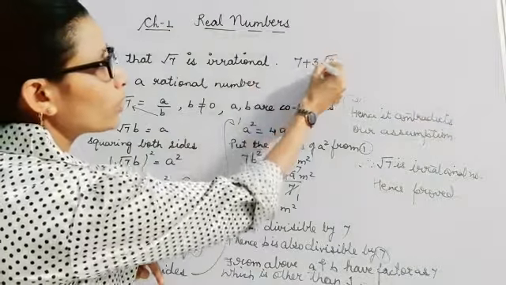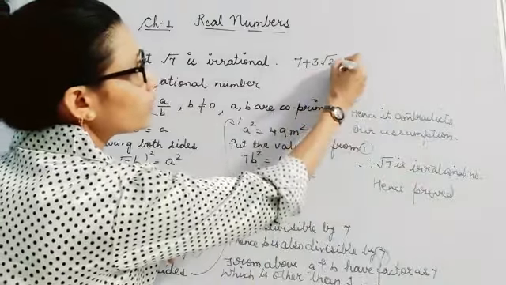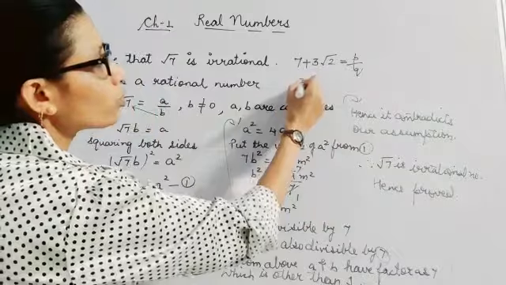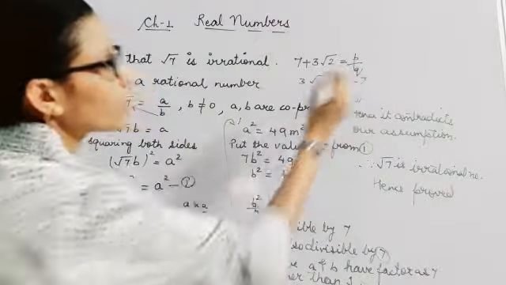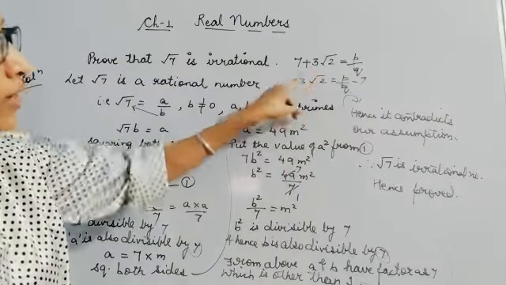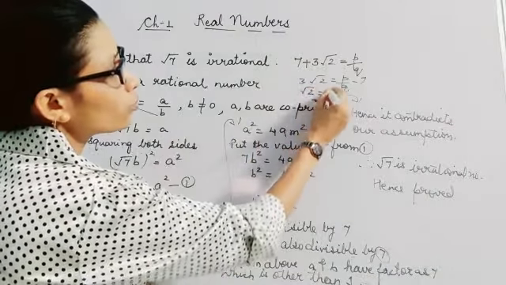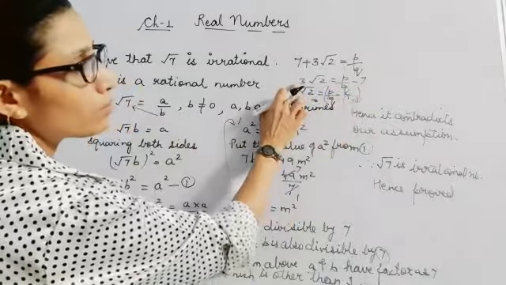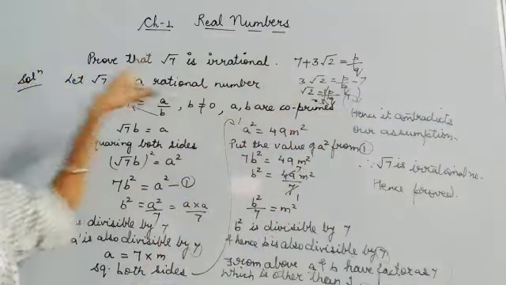That means you are going to prove root 2 is an irrational number, but first of all you will take it as: let this be equal to p by q. So 3 root 2 equals p by q minus 7. Actually our aim is to separate this root value from all other values. So I will write it as root 2 equal to p by q minus 7, and this 3 is in multiplication, so it will come down.